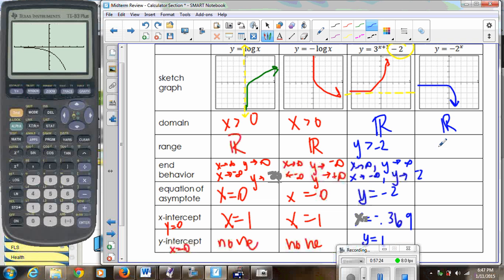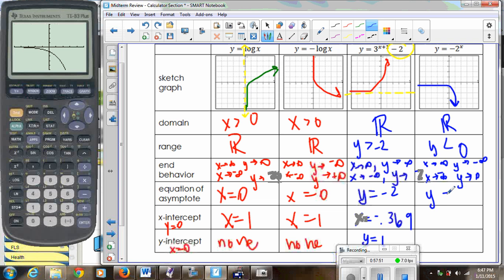The domain, again, is all real numbers. The range this time, notice since the graph is going down, y is going to be less than the asymptote, which is at 0. End behavior, as x approaches infinity, y is going down. So as x goes up, y goes down. And as x decreases, as it goes to -infinity, y approaches 0.